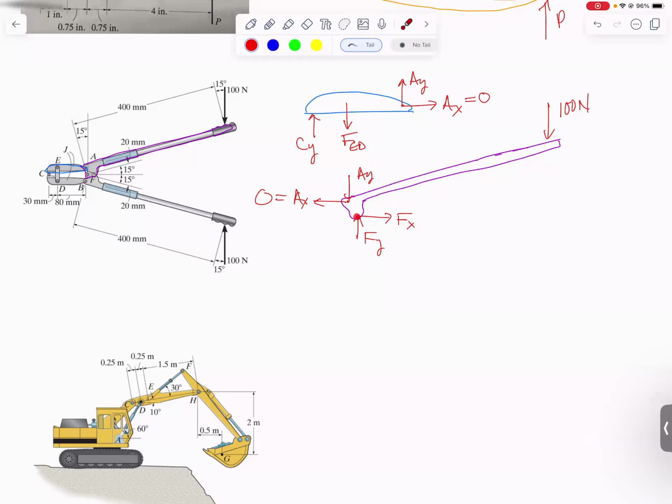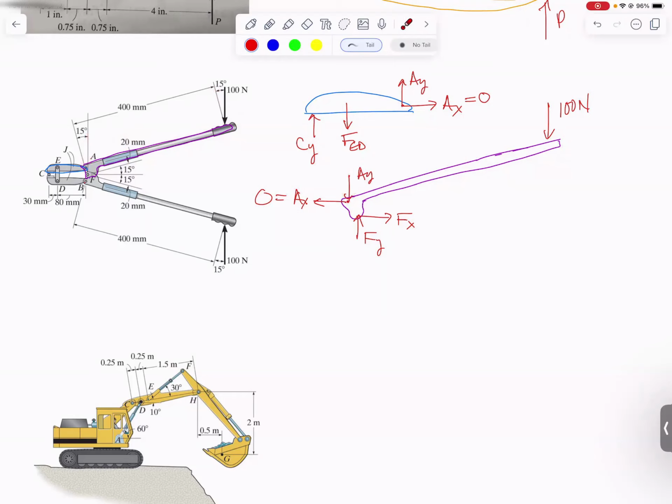So from point F, you can see that the distance along this handle is 400 millimeters. So what I would actually like to do is maybe split my 100 Newton force into a force component that's perpendicular, and one that's parallel. The one that's perpendicular would be 100 cosine 15, and it's 400 millimeters away from point F. The one that's parallel would be 100 sine 15, and it looks like it's 20 millimeters away from point F in a perpendicular sense.